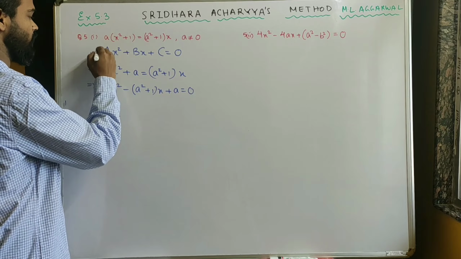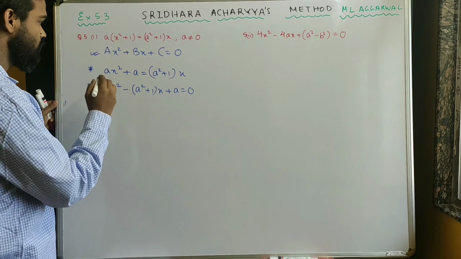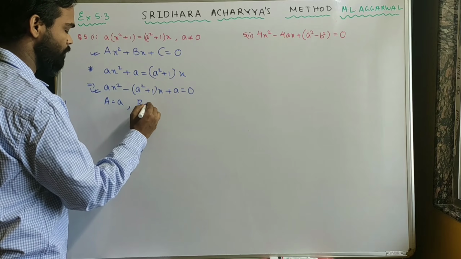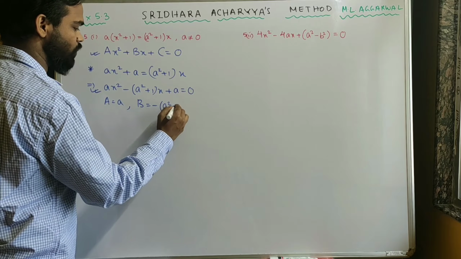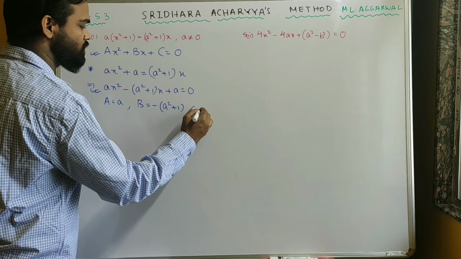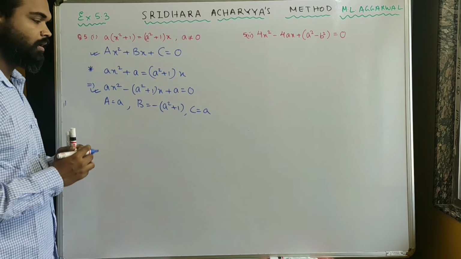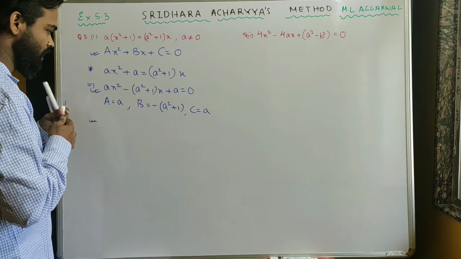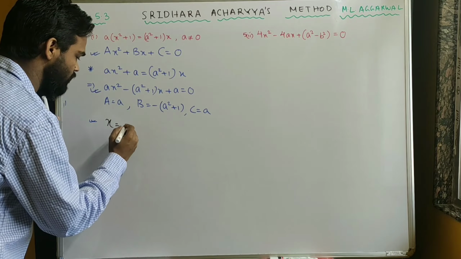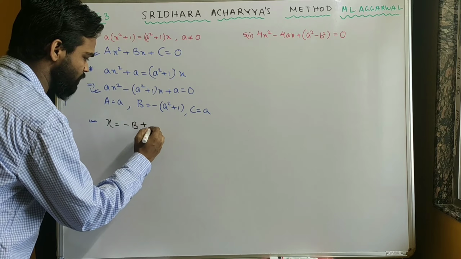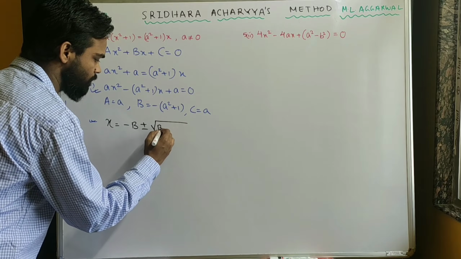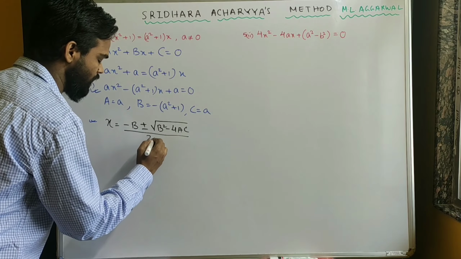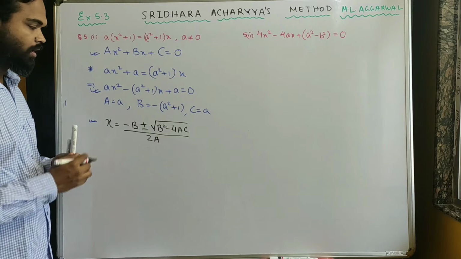Now we'll equate this and this. So your capital A is a, your B is minus a square plus 1 and your C is again a. Now we know the formula. What is the formula? The formula is x equals minus b plus minus root over of b square minus 4ac by 2a.